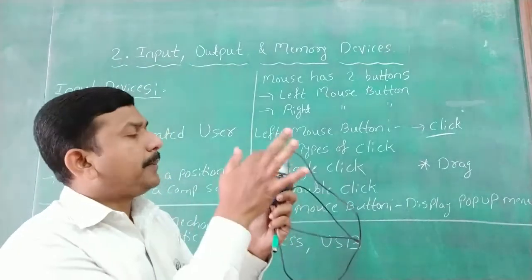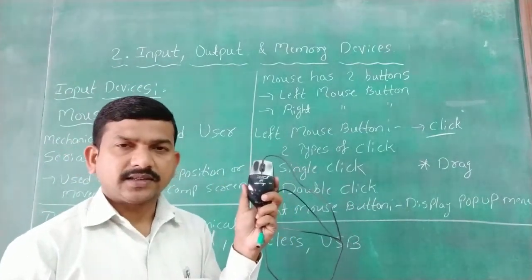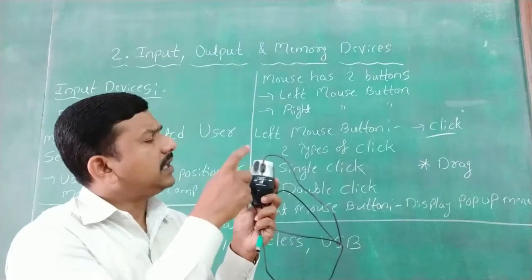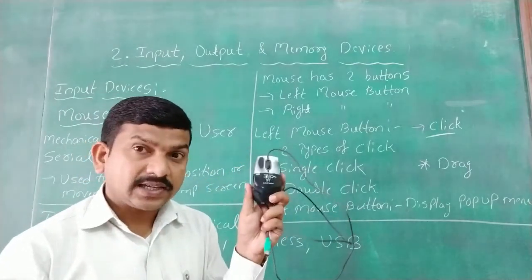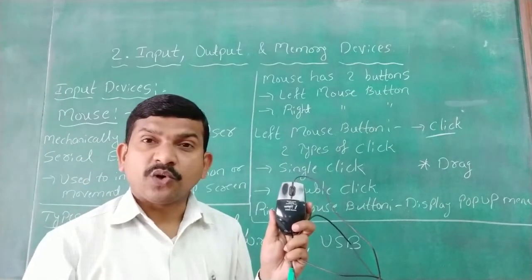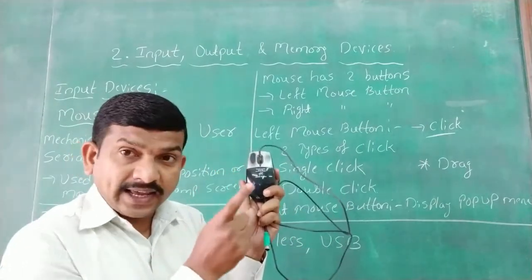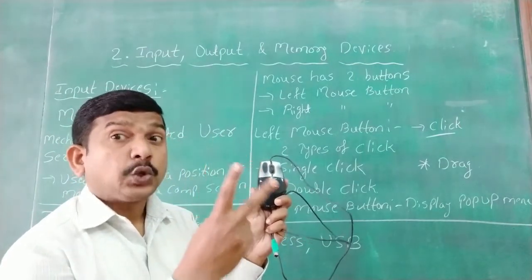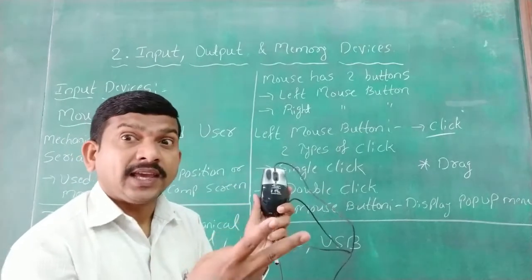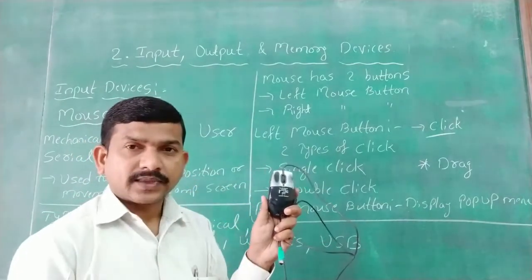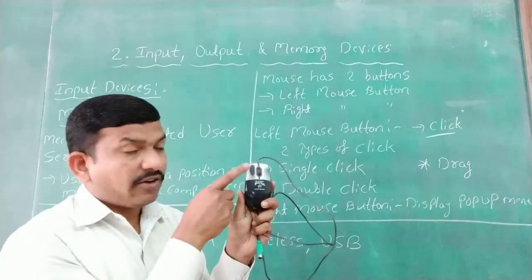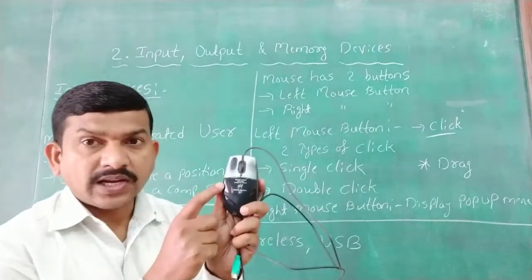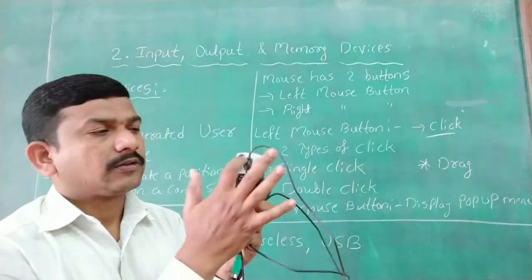Actually, click means press and release. It's a click. If you press, release, and then press, release, is it a double click? No. So double click means press and release the left mouse button twice, 2 times quickly. That word is important: quickly. Press and release the left mouse button twice, 2 times quickly. I will do a double click here.